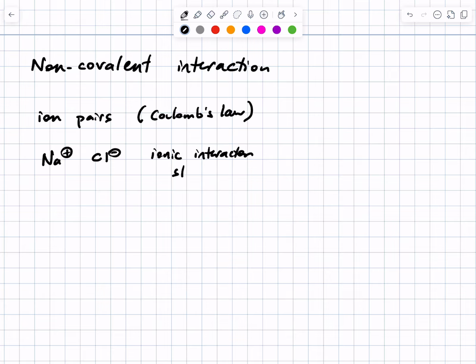And these are relatively strong and they are distance dependent, meaning the closer the two ions are together, the stronger the interaction. And if you've learned about Coulomb's law, for the force between two ions, it's a 1 over r squared relationship. For the energy of the interaction, it's a 1 over r relationship. That means the shorter the distance between the two, the stronger the interaction is.